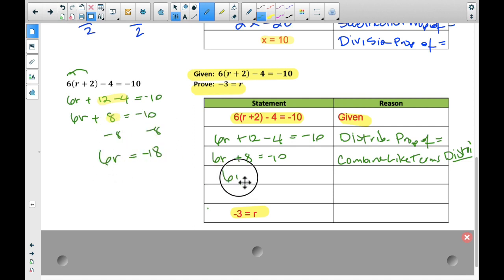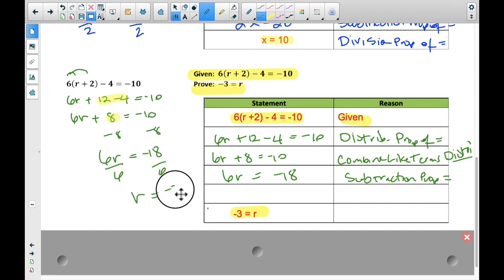So I get 6r equals negative 18. How did I get that? Because I subtracted. So we're just doing the problem. We're just explaining what we did. That's all we're doing. We're just explaining. And finally, wouldn't we divide by 6?